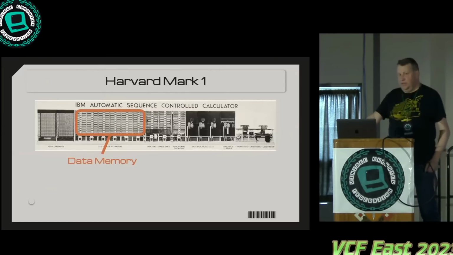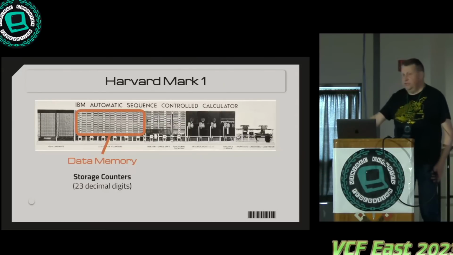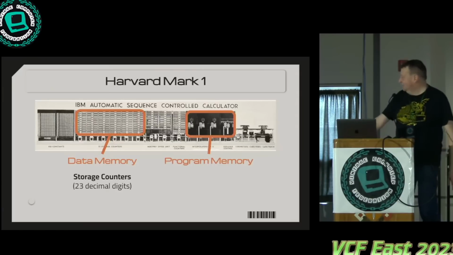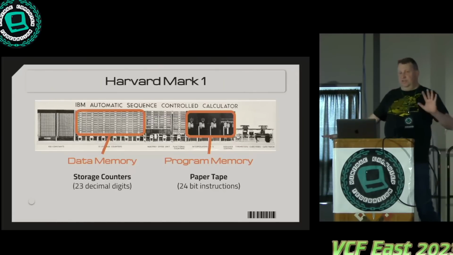So it has a data memory, and I think it's 23 decimal digits. So this is used for a lot of scientific computing and defense-oriented things. And the program memory, 24-bit instructions on a paper tape read by the machine as it's executing the code. But the important thing about this is there's two separate memories. These are completely separate. With the von Neumann architecture, you have a single memory that has program and data in it, but this one, they're completely separate.